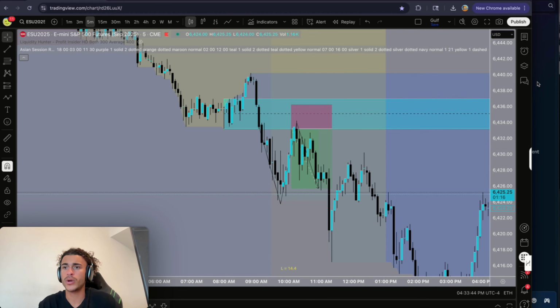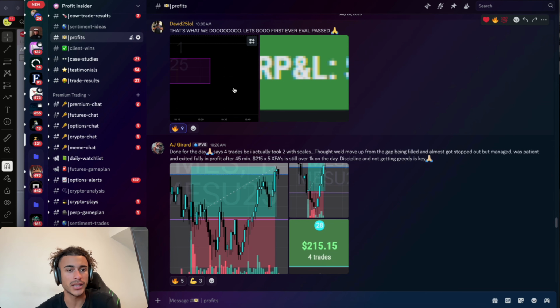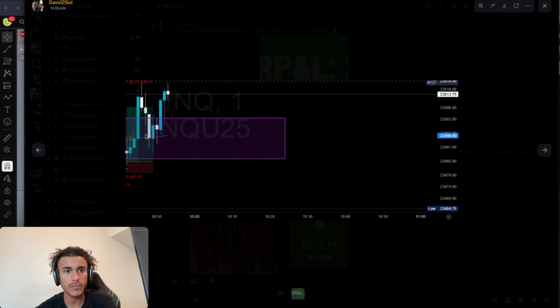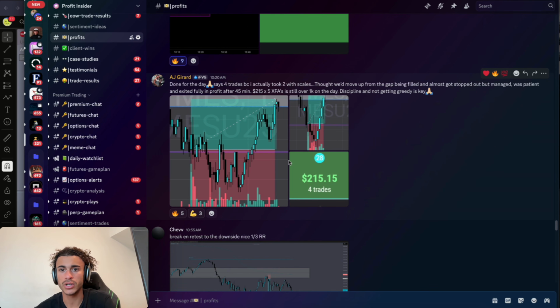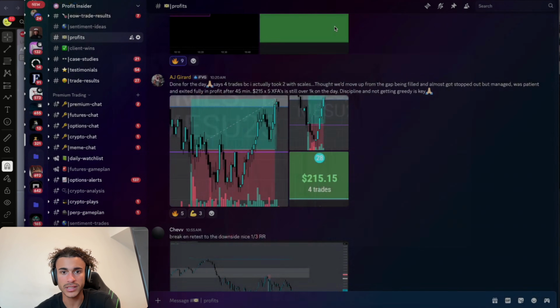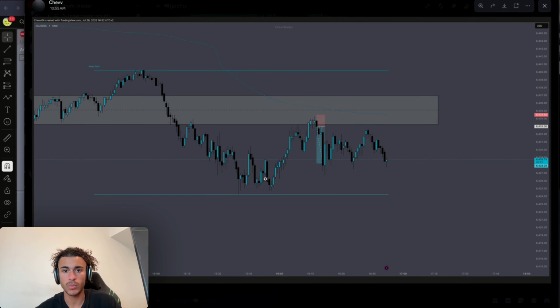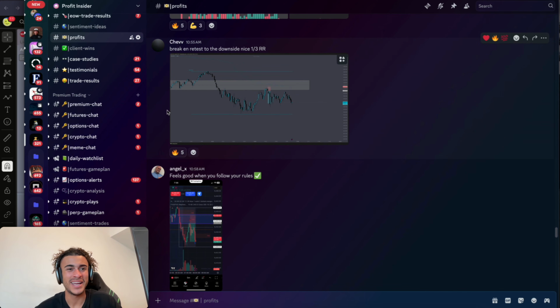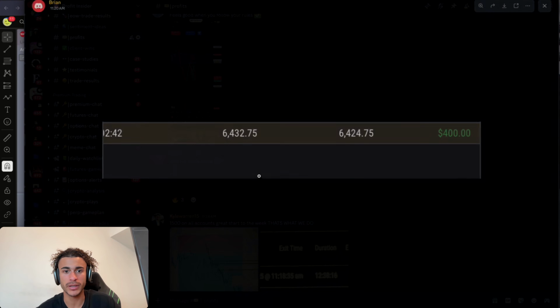So now, real quick, I'm going to show you guys some other people who took this trade just so you guys can see that I am not the only person who is using this strategy. David took that trade on NQ. AJ took ES longs today. Shrev took that break and retest to the downside for a 1 to 3 risk reward. He was able to catch a little bit more of the move than I did, which is honestly great to see. Angel also caught some of that move. He got that break and retest to the downside. Brian got that break and retest to the downside, caught 10 points for $400.